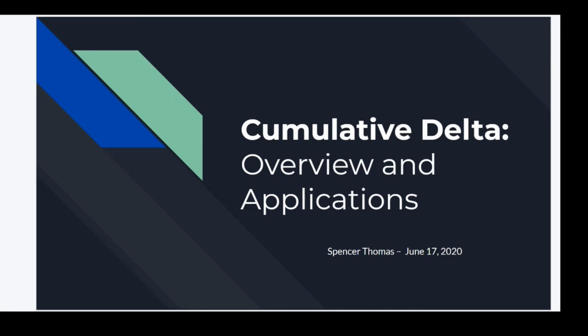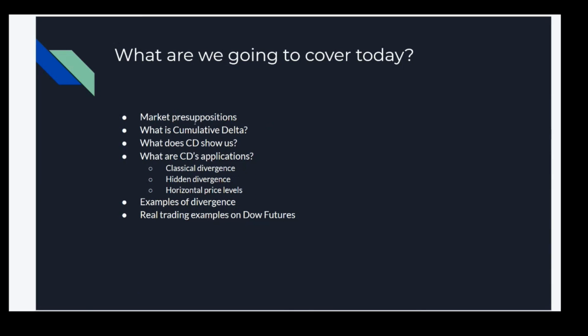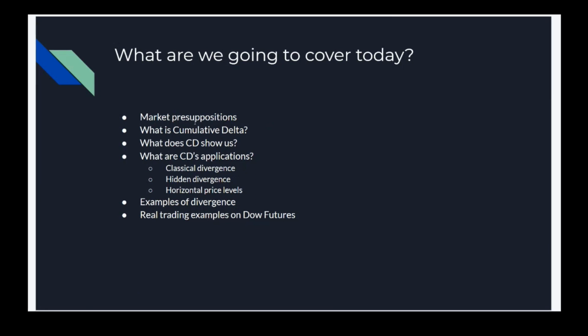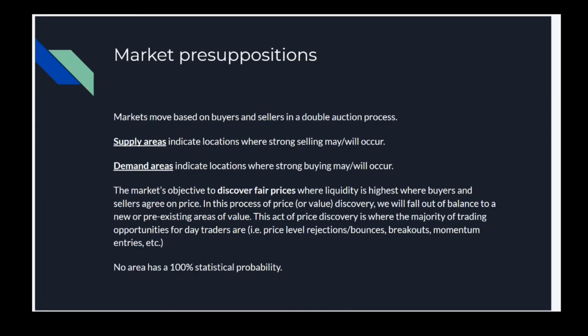Can it be used? I'll be starting out with some market presuppositions that I assume everybody can agree on to a certain degree. What is cumulative delta? What does it show us? What are its applications? I'll just be touching a little bit on divergence, but I'll be mainly sticking to the horizontal price levels that I trade, and then some examples of that divergence, and then some real life examples with real money. That's always a good thing compared to some of those other OTA students or teachers that don't.